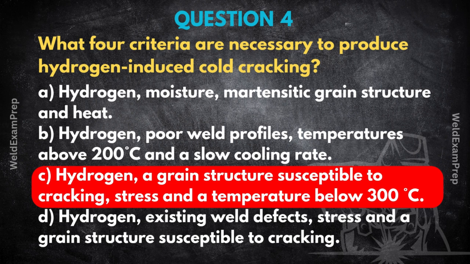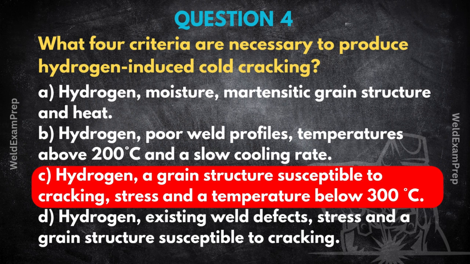Okay. Then the susceptible grain structure. That usually means a hard, brittle microstructure. Martensite is the classic example. This tends to form in certain steels, especially higher strength ones, if they cool down too quickly after welding. So fast cooling can be bad here. It can contribute significantly by creating that brittle structure.